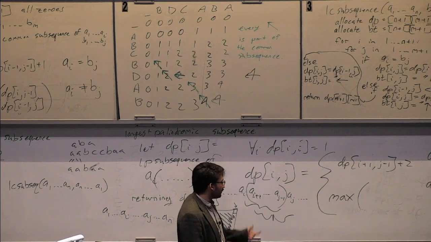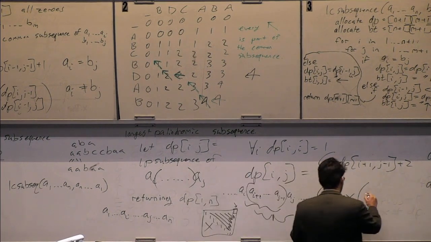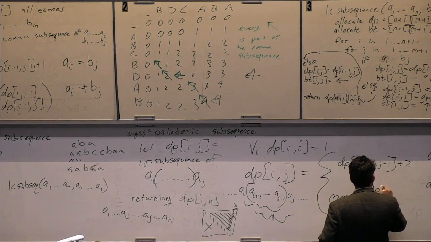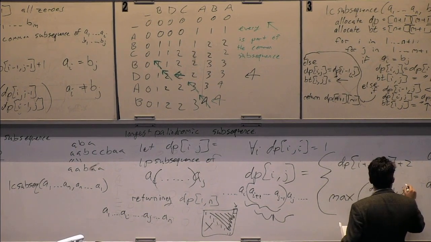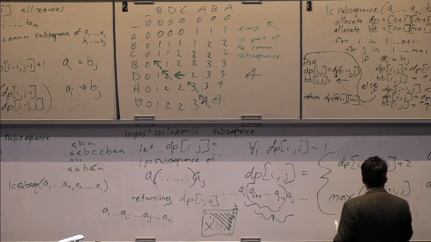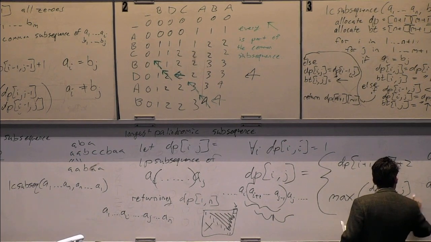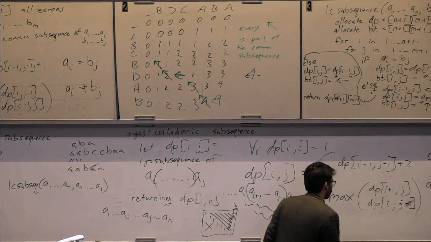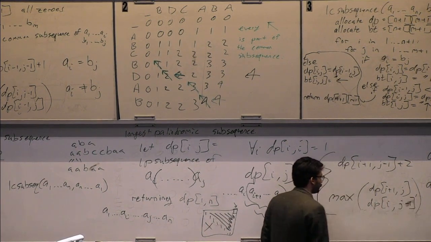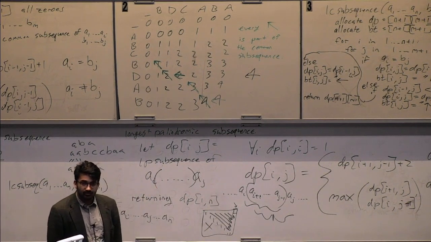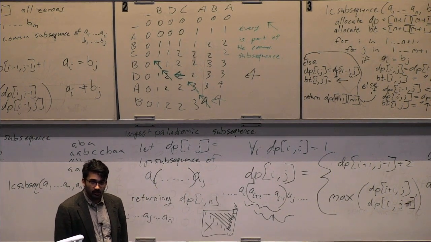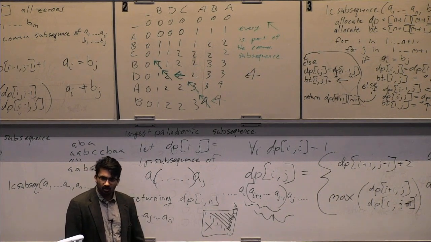You compare two table elements, which will be DP of i+1, j, and DP of i, j-1, and take the maximum, right? So that's a weird recurrence for the longest palindromic subsequence. Do we agree? Any questions on the recurrence itself?